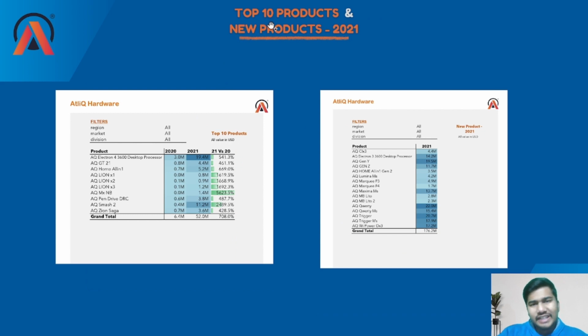Now talking about top 10 products and new products in 2021. Here we can see the top 10 products, and here we use a filter of top 10 values, on the basis of 2021 versus 2020, how much the percentage has increased. There were some new products which were also launched, and I was able to find this out with the help of 2020. I chose all the products in 2020, and those products which did not have any sales in 2020 were the new products launched in 2021.